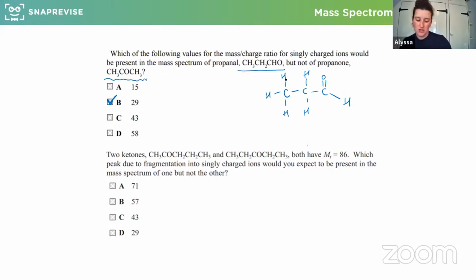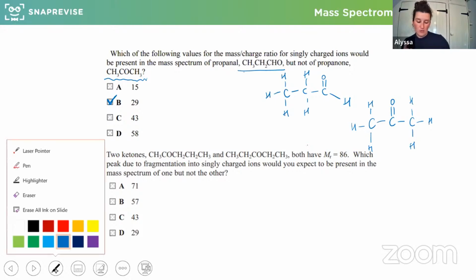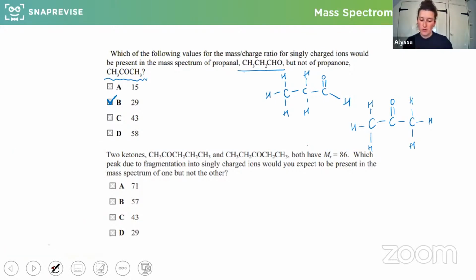Nice, that looks good, Josh. And whereas propanone is a ketone, so the carbonyl group needs to be in the middle of the molecule. CH3, C double bond O, CH3. So we're looking at which fragments will be present in propanal, but not in propanone.